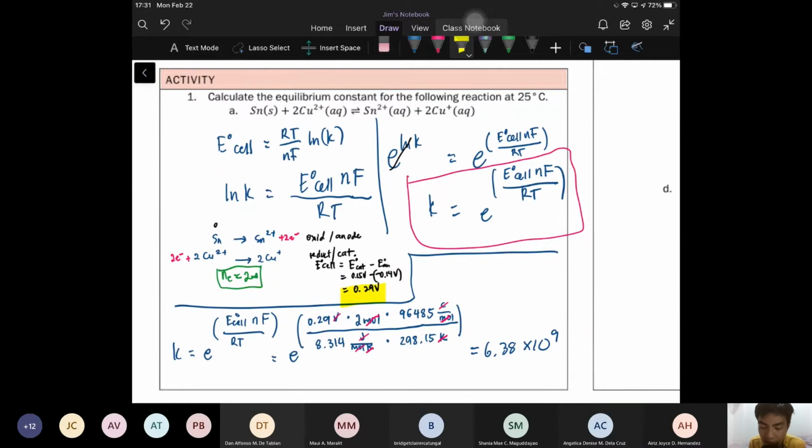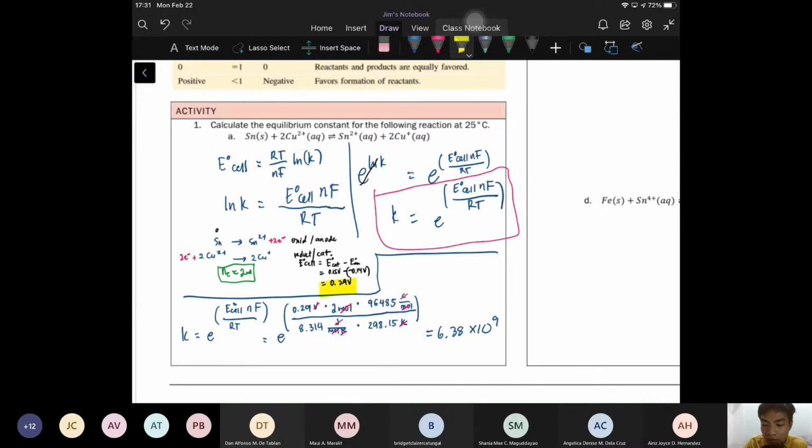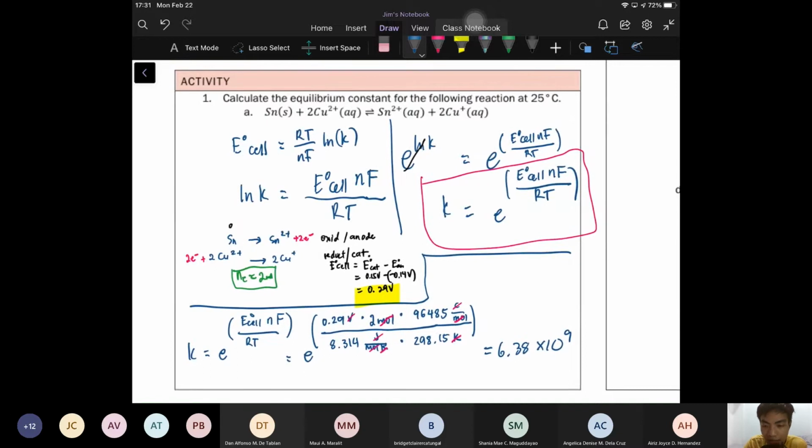So, kapag convert mo yan into K using this equation, we see that the value of K is way greater than 1. Okay, so actually billion yan, no? 6 billion ang value ng K natin. Konting push na lang, 15 billion na siya. Okay, so ganun lang mag-solve ng K from E cell.